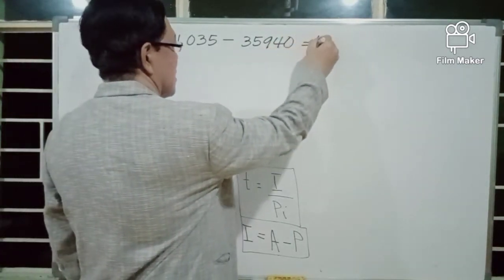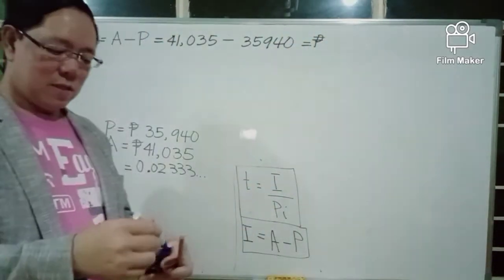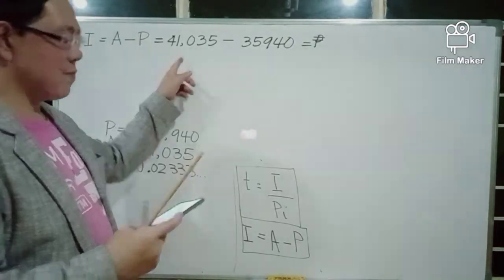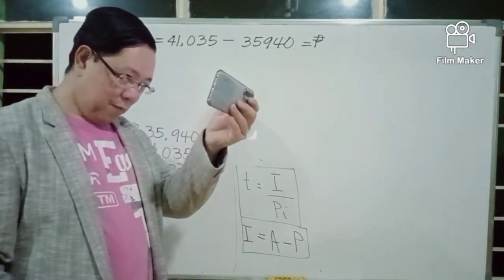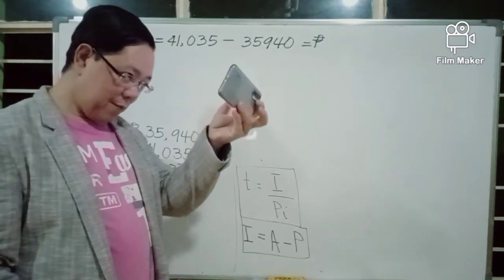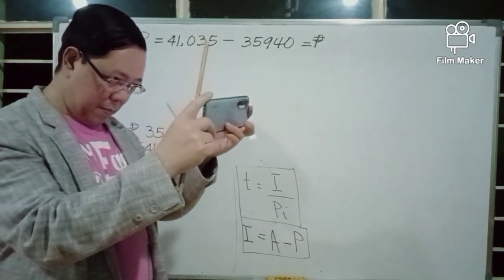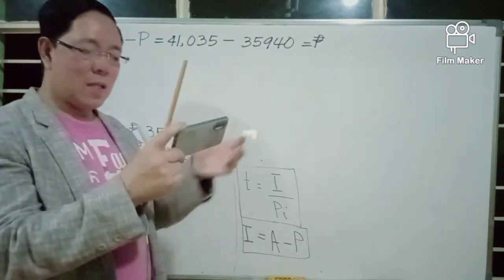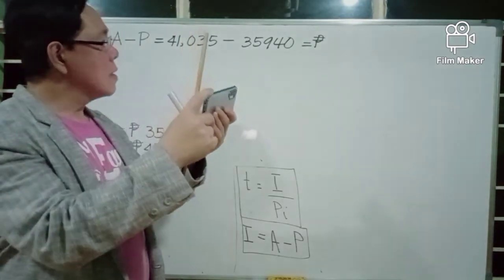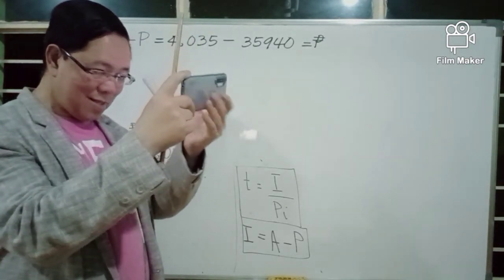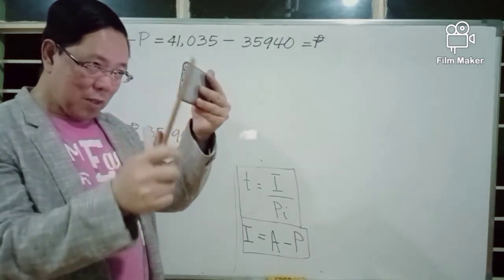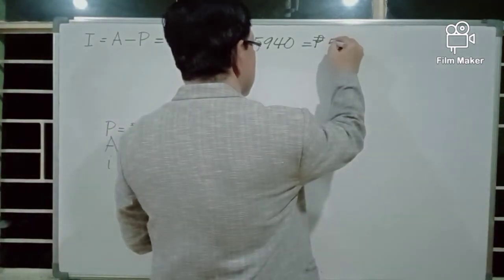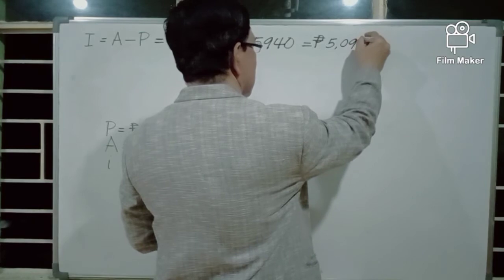And using your calculator, we compute the amount of interest. Use your calculator to compute the difference between 41,035 pesos minus the principal 35,940 pesos, and you should get 5,095 pesos.